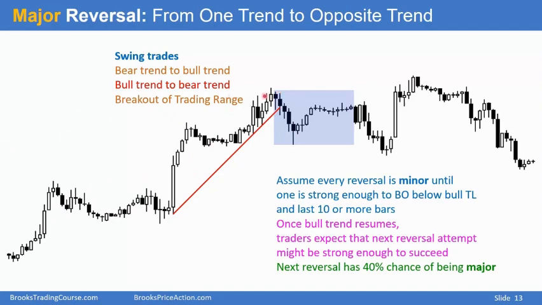However, if you get a strong enough minor reversal to break below the bull channel, below the bull trend line, especially if it lasts 10 or more bars, traders will wonder if the bull trend might be ending and either converting into a trading range or into a bear trend. And therefore, traders will look to sell the next reversal down, betting that maybe it'll become a major reversal into an opposite trend, a reversal from a bull trend into a bear trend. In general, 40% chance.